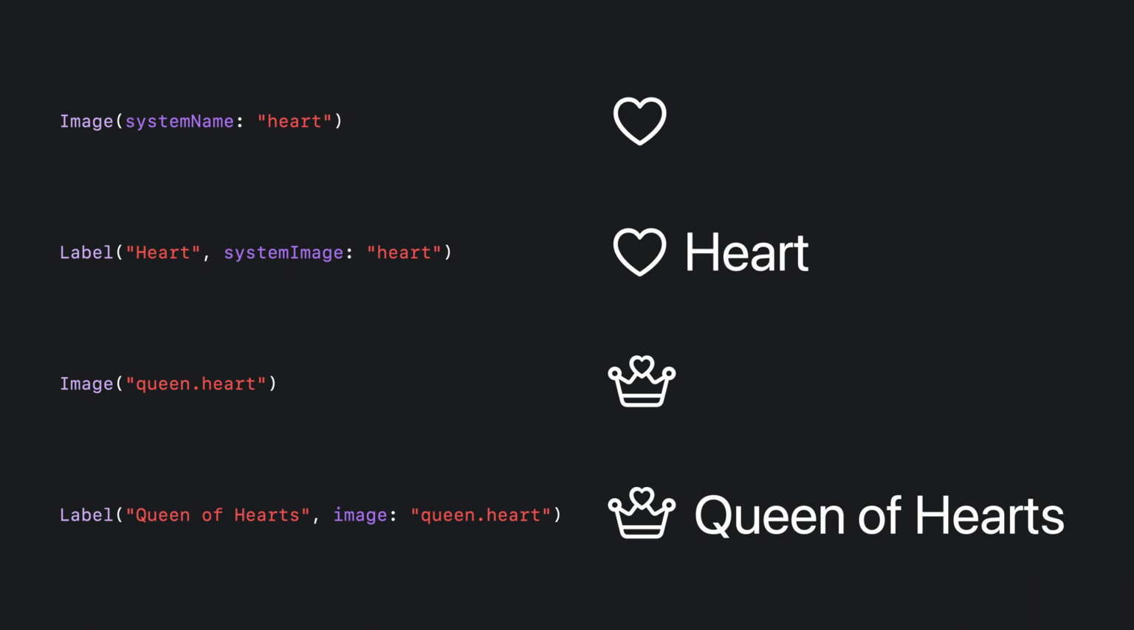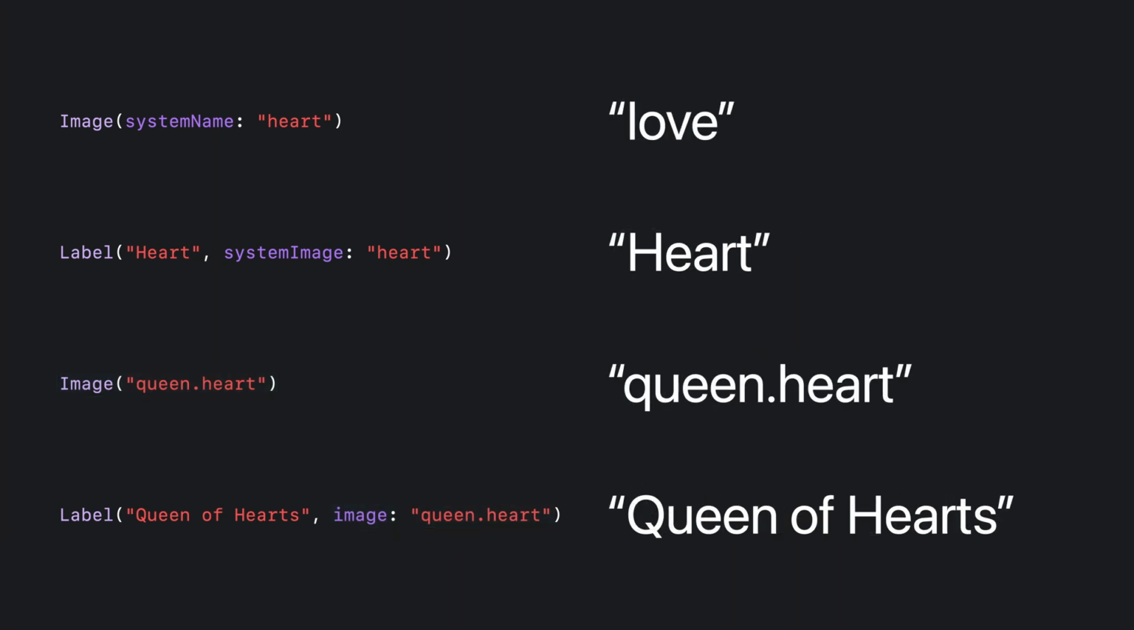You can show custom symbols in both image and label by just changing the initializer you use. This is what each of these configurations looks like, but their visual representation isn't the only one that matters. This is how each of these views will appear to VoiceOver by default. You can see that using label automatically gives us great accessibility support, since the title gives a textual description of the content. Let's look closer at the image-only cases.